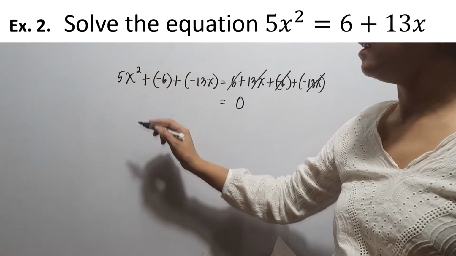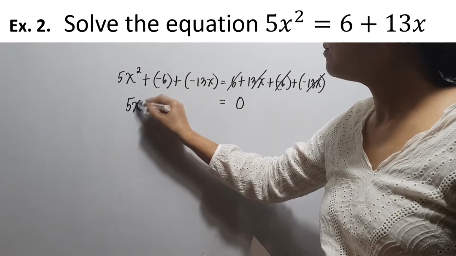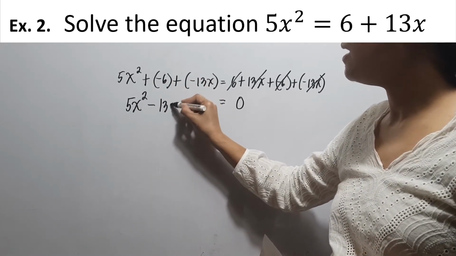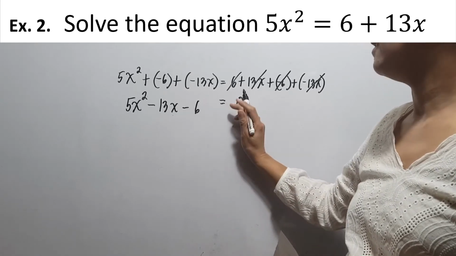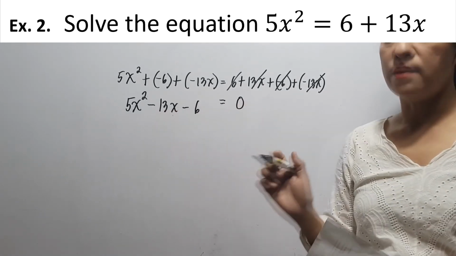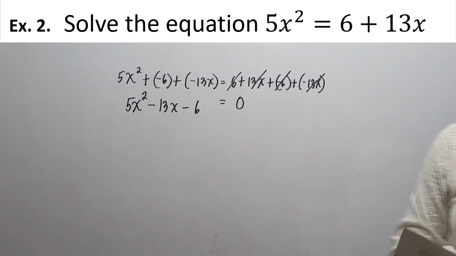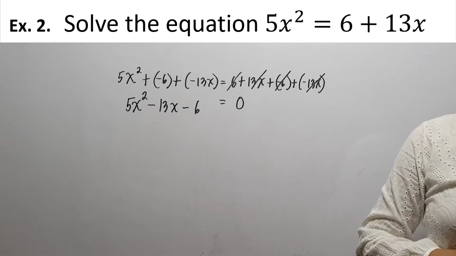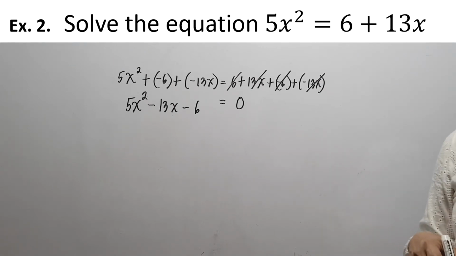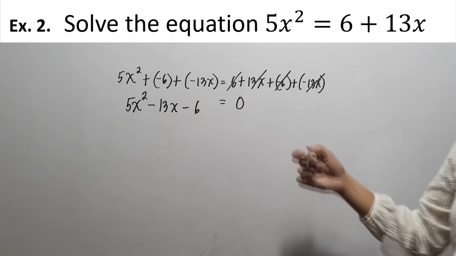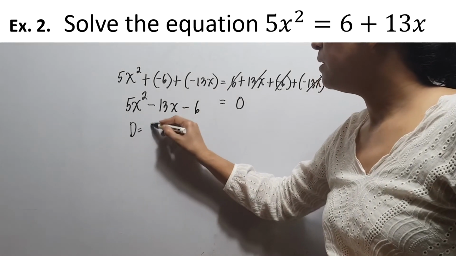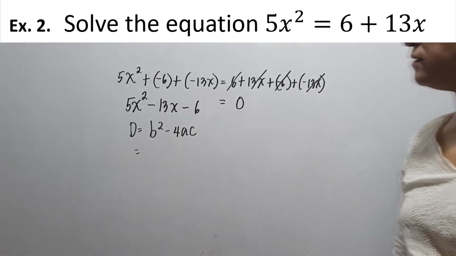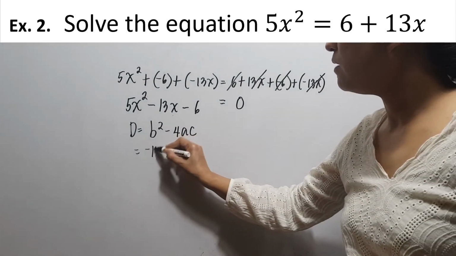Ayusin na natin yung nasa left side. So, 5x squared, kailangan decreasing ang order ng variables, no? Minus 13x minus 6. Okay, so this is our quadratic equation. Testingin natin ngayon, yan ba ay factorable o hindi? Let us apply the test for factorability. Tingnan natin ang discriminant. B squared minus 4AC. So what is B? B is negative 13.